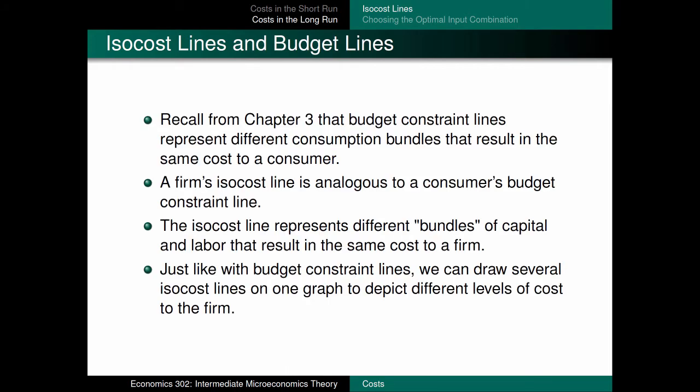Based on the previous graph, I hope that you caught the connection between isocost lines and budget lines, which we covered in Chapter 3 on rational consumer choice. The budget line showed the different amount of good X and good Y that the consumer can purchase that leads to the same amount of spending. Indeed, you can think of the isocost line as the budget line for the firm, where the firm's budget is a particular value for total cost, which we refer to as C1, and the two goods are capital and labor.